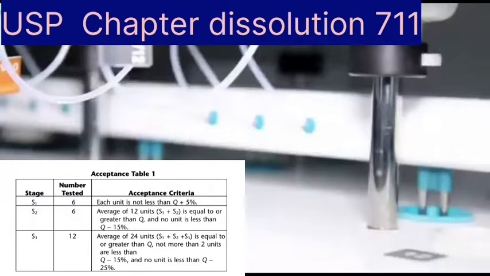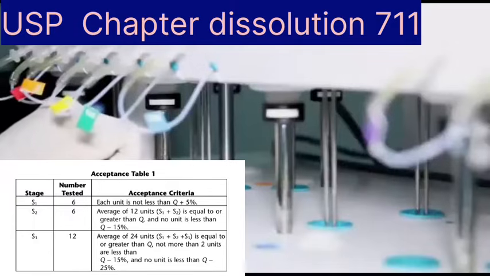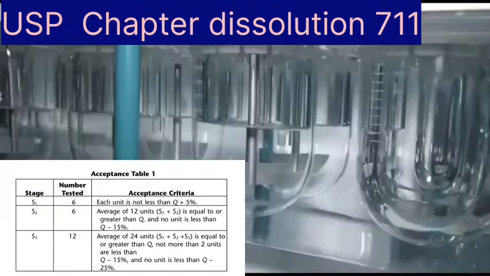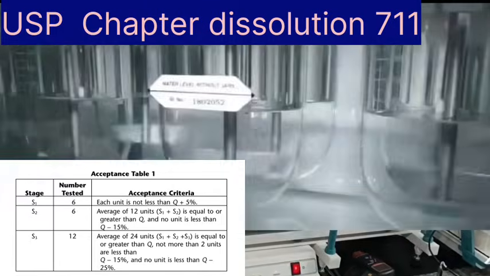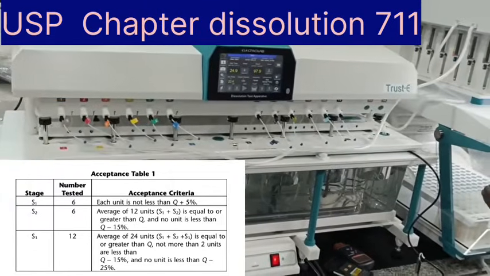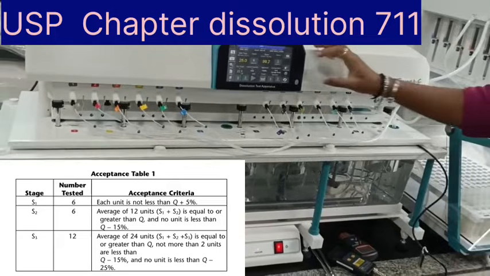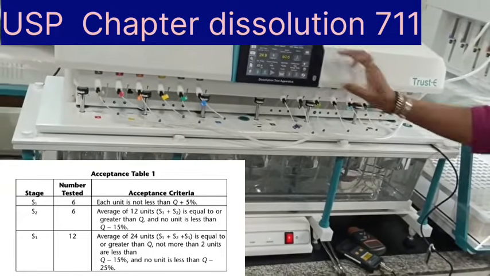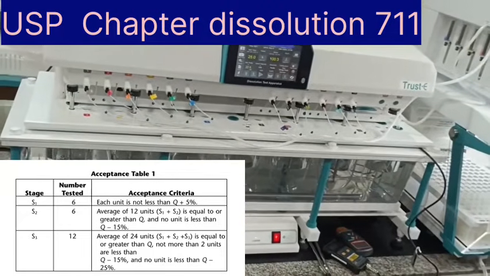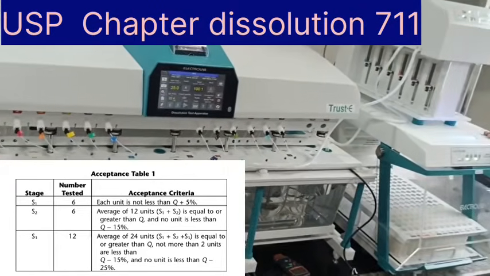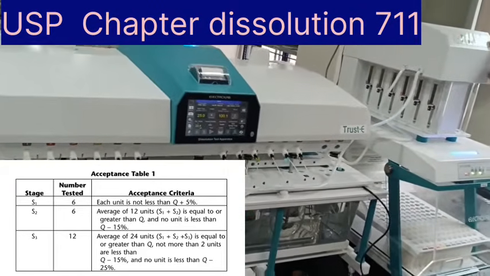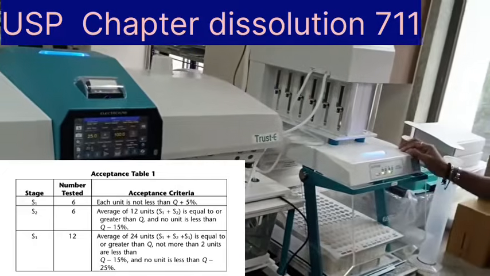Now, what is the requirement? The average of all these 24 units data should be equal to or greater than 85%, meaning greater than or equal to Q. So what is our Q in this example? It is 85%. So in case I find that the average of 24 units is at least 85% or greater than 85%, then I can say that my product meets the specification at S3 level.